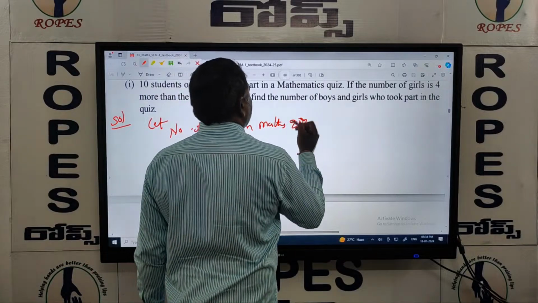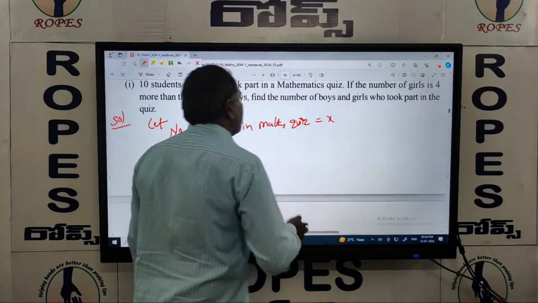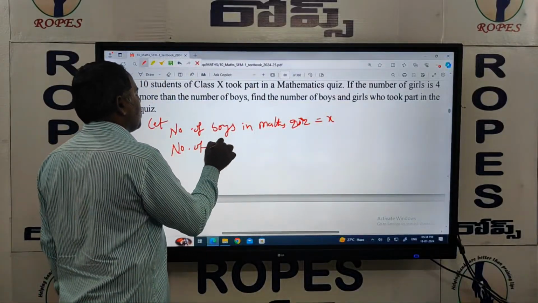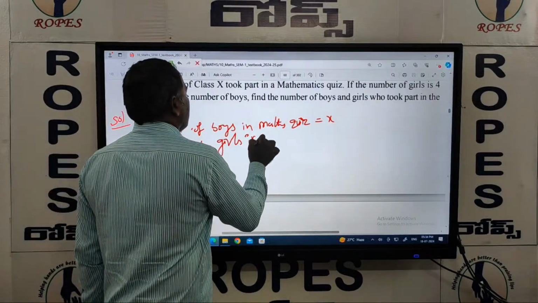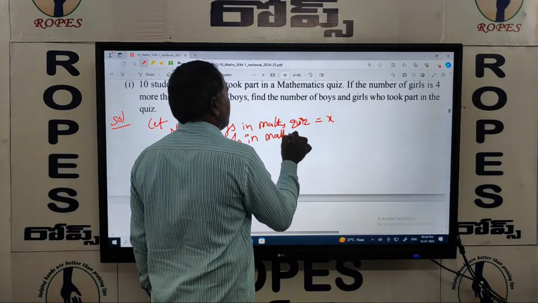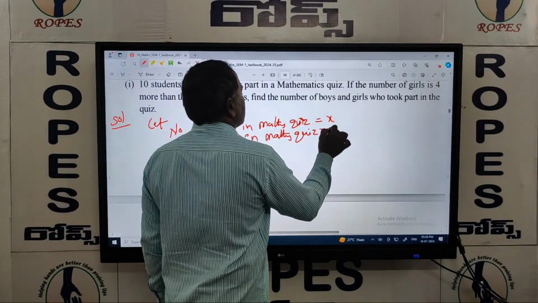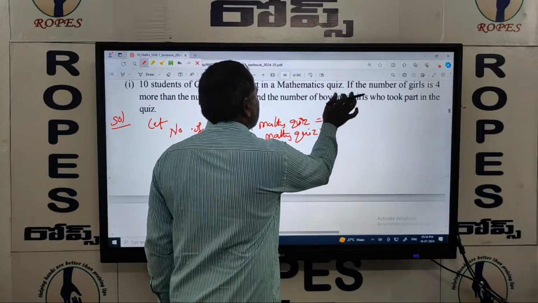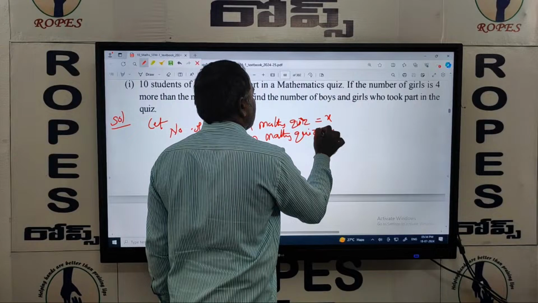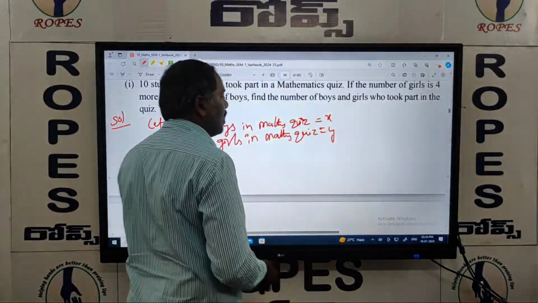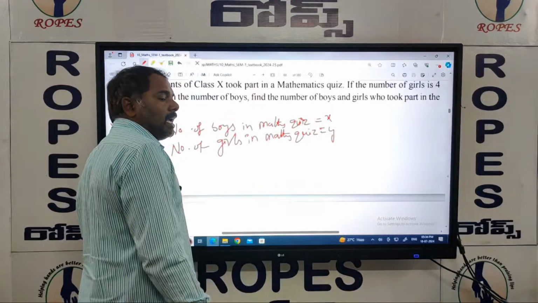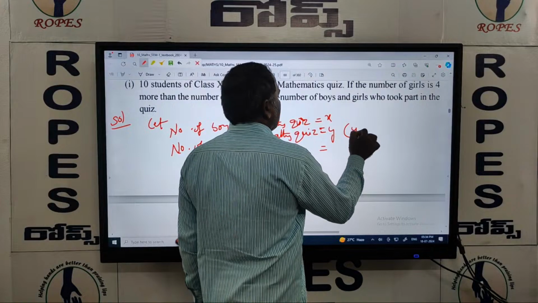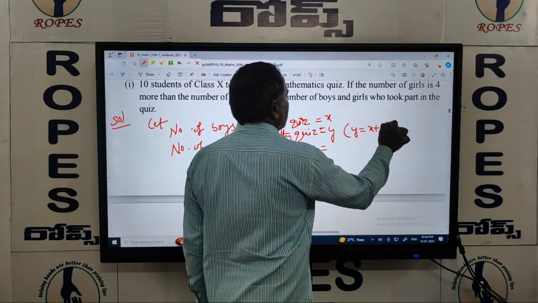Maths quiz is equal to X. Then the girls are 4 more than the number of boys. Then the number of girls in the maths quiz is equal to X plus 4. That we can write as Y, but the number of girls are 4 more than the number of boys. So here in bracket we can write Y is equal to X plus 4.